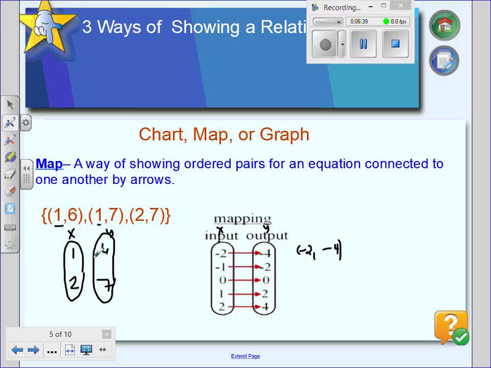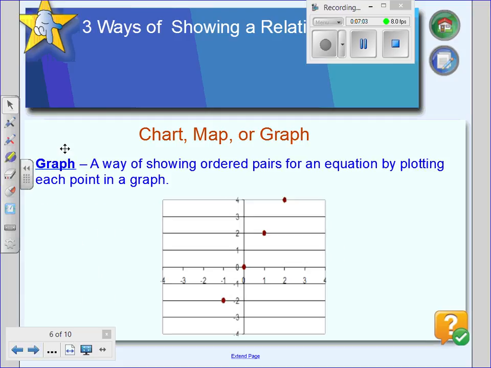And so the nice thing about mapping is if my 1 maps to a 6, I connect them. But if my 1 also maps to a 7, I can show that with another arrow. And then my 2 maps to the 7. So it's a nice way, if lots of values repeat, to consolidate all of our data and get it written and mapped out that way.